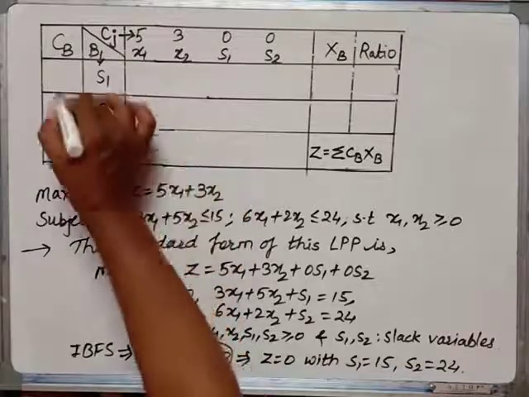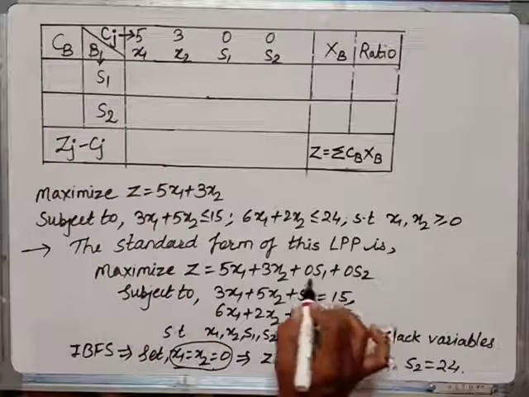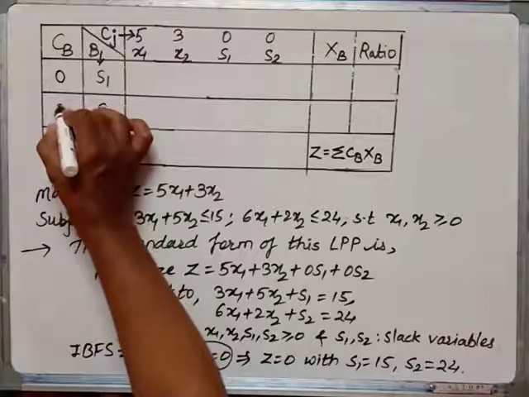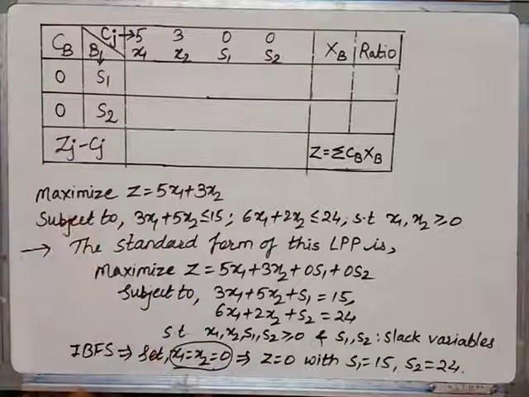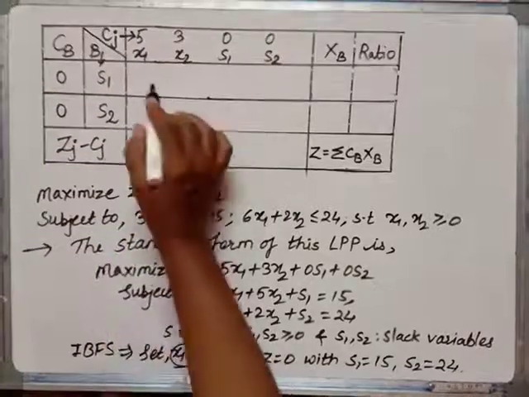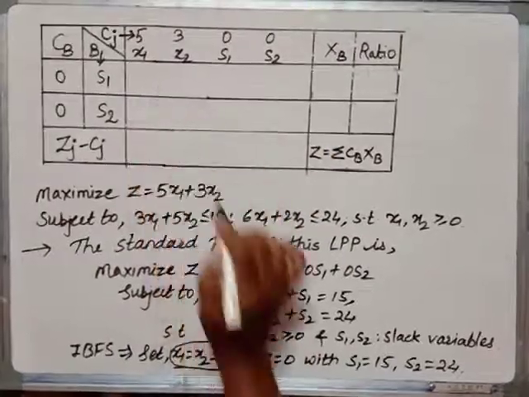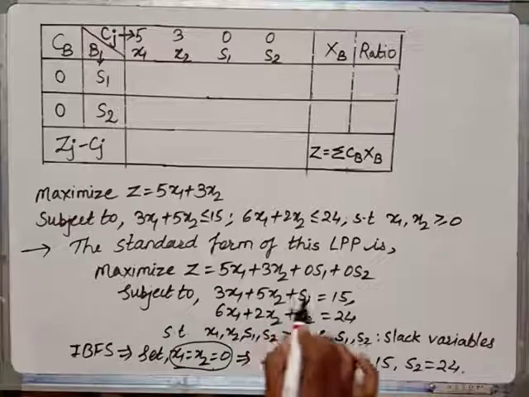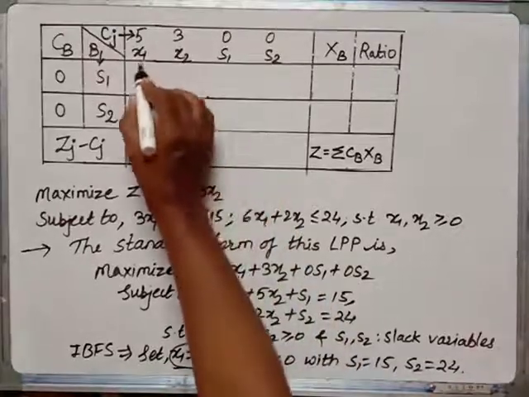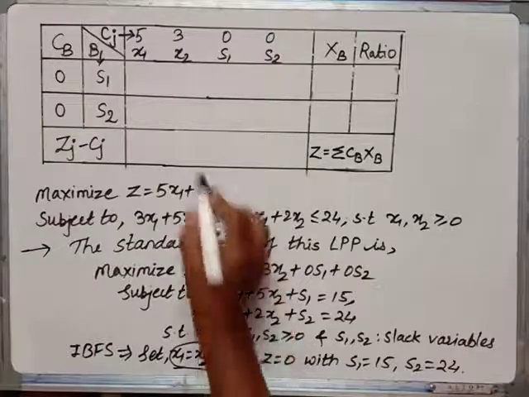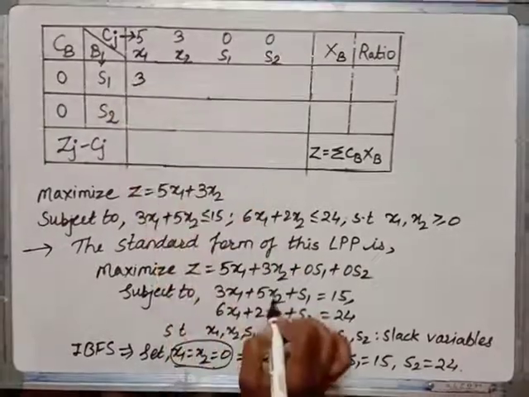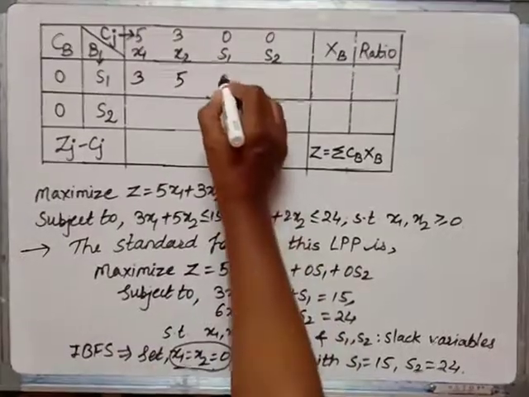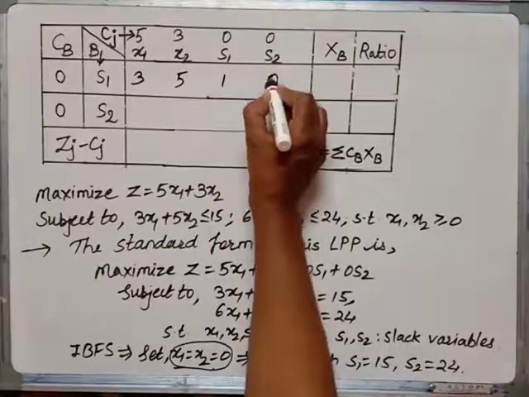Now this CB means coefficients of them in the objective function. So what is the coefficient of s1? It's 0 and coefficient of s2 is also 0. Now here I will write the coefficients of the first constraint. Coefficient of x1 in the first constraint is 3. Coefficient of x2 in the first constraint is 5. Coefficient of s1 is 1. Coefficient of s2 is 0.